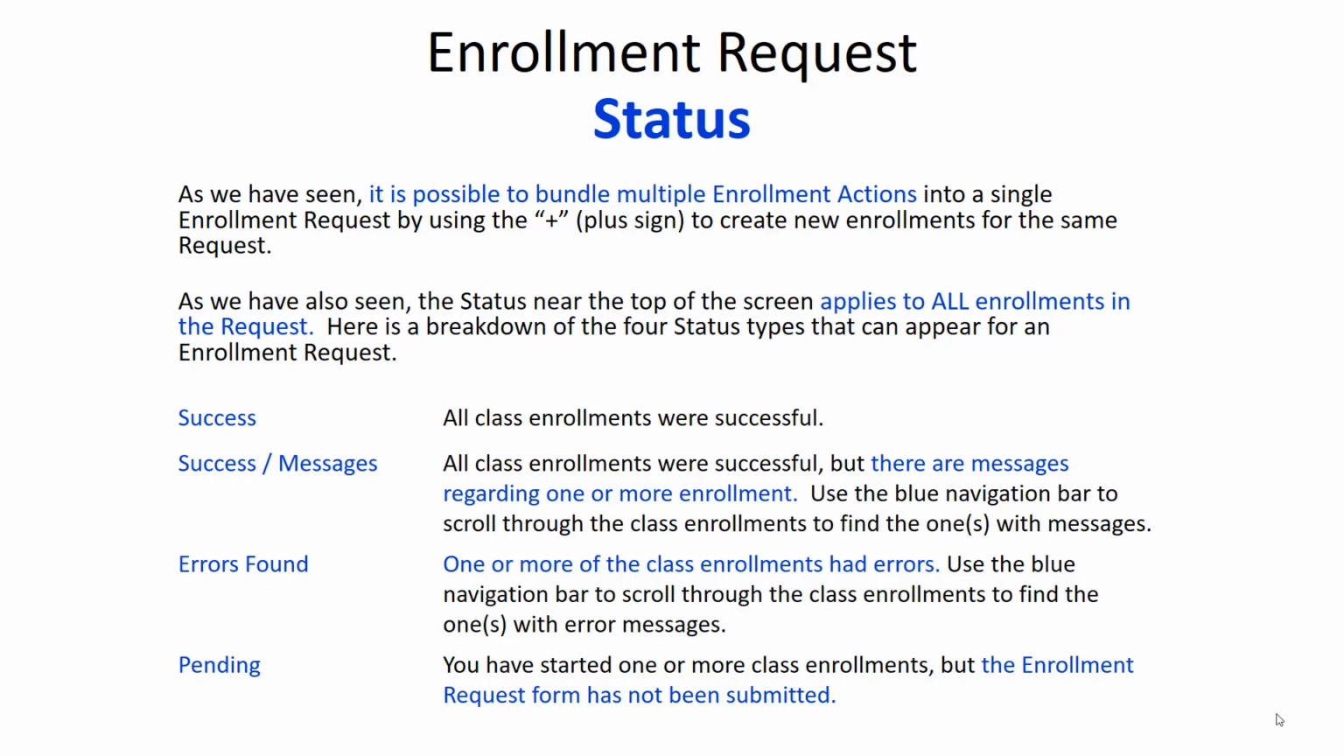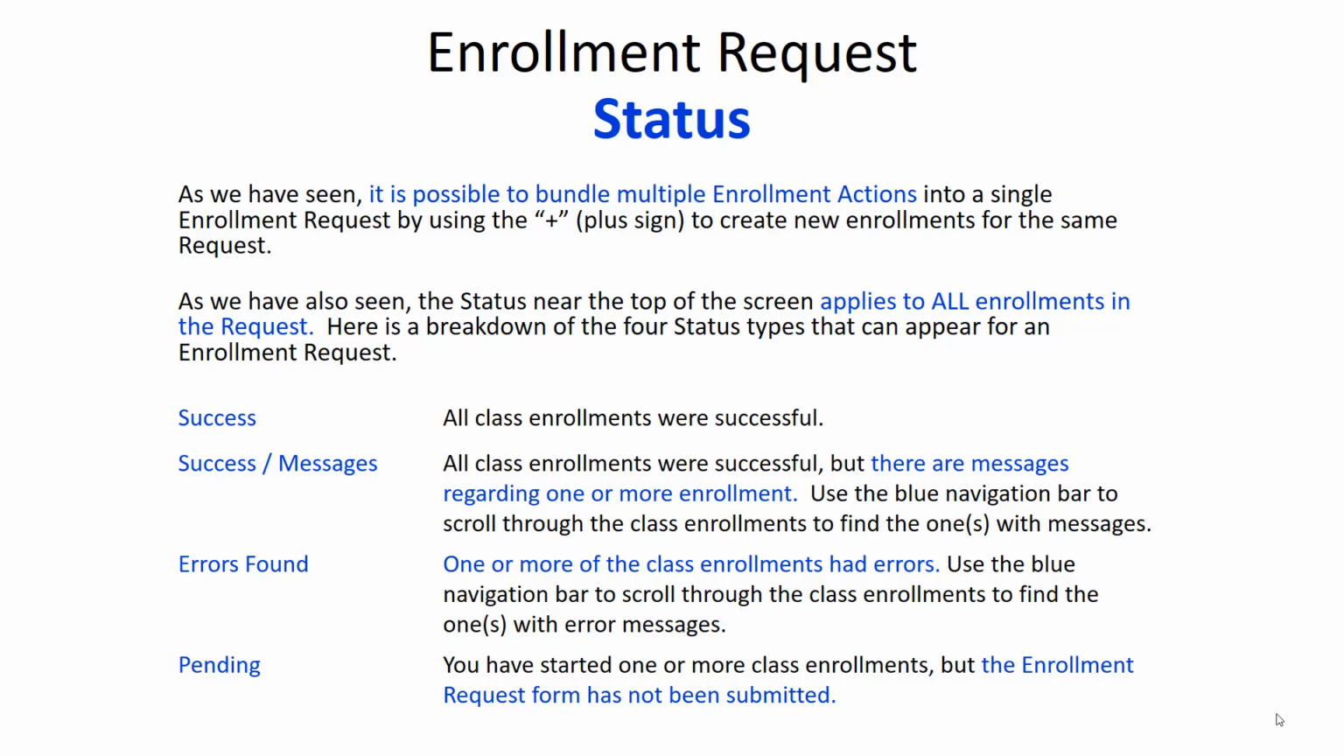Far and away, our favorite enrollment request status is success. Success means that all of our class enrollment actions were successful. Our second favorite enrollment request status is success messages. Success messages means that all class enrollments were successful, but there are messages regarding one or more of our enrollment actions. If you have chosen to bundle multiple enrollment actions in the same request, simply use the blue navigation bar to scroll through all the class enrollment action index cards to find the one or ones with messages.